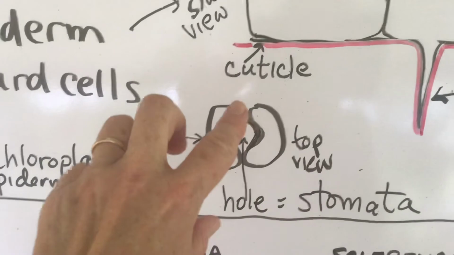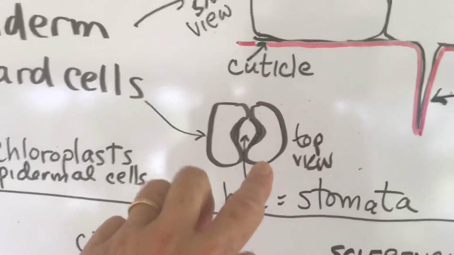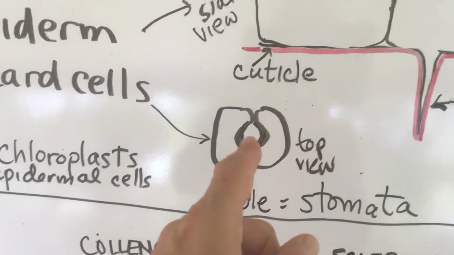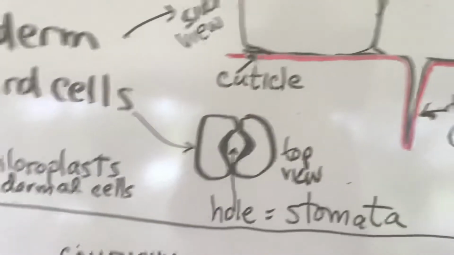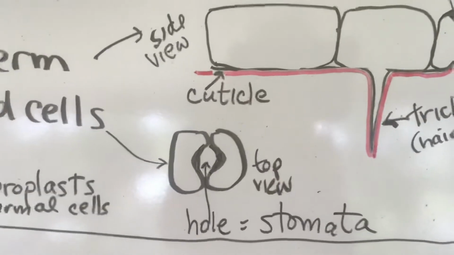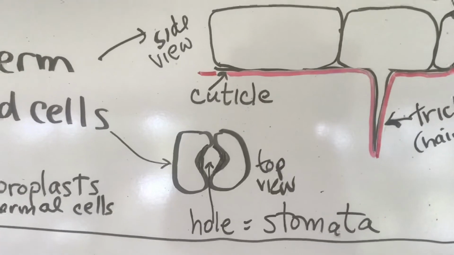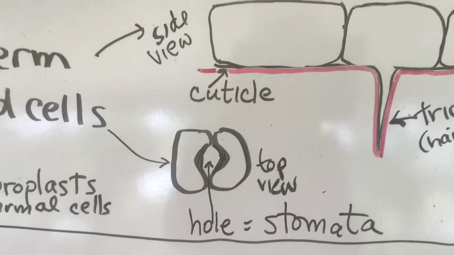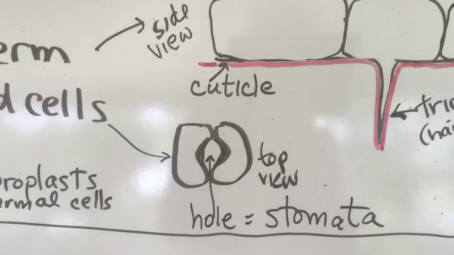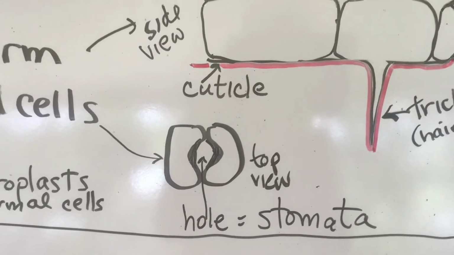So the stomata will have the guard cells on either side, creating a hole through which things can go in and out of the plant. The things we're mainly talking about are going to be gases for cellular respiration and photosynthesis, and also water vapor. So those are the things that can go in and out.